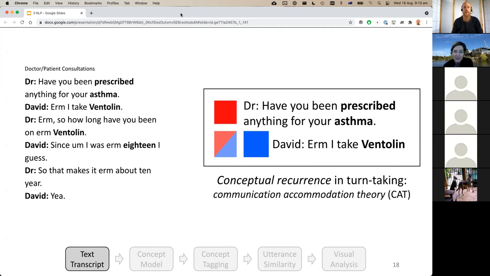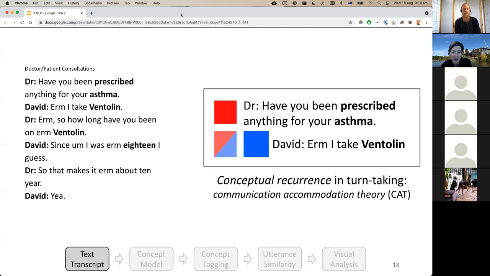The simplest thing might be to say when they use exactly the same words, and that would be just word matching. But it's a little more nuanced than that, because if you look at the first two turns, the doctor is talking about prescribing, asthma, and David doesn't use the same words, but clearly with Ventolin, they're talking about the same thing.